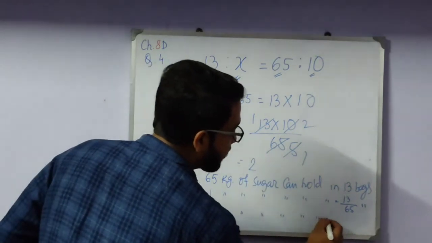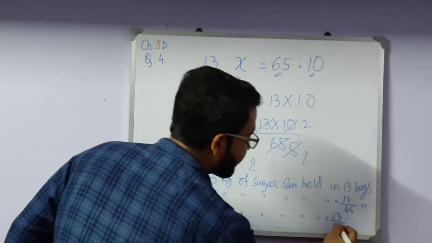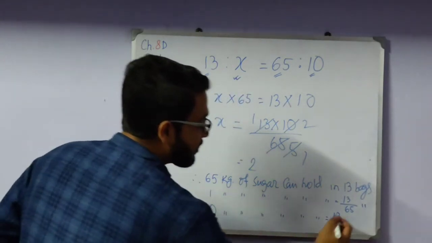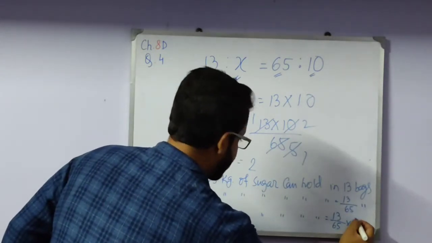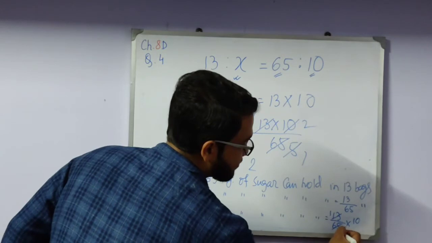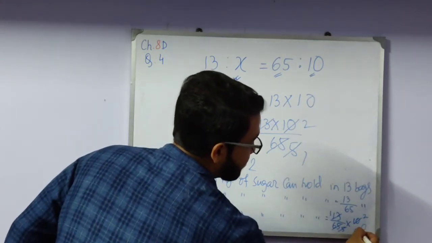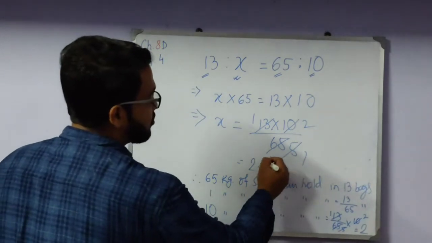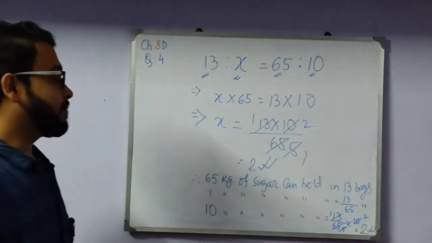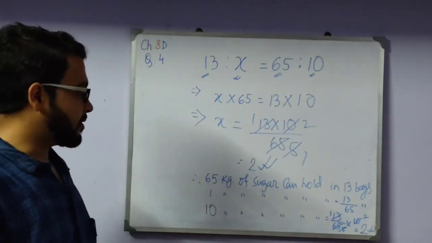So 10 kg of sugar can hold in 13 by 65. Now the value becomes greater than 1. That's why into 10. So 13 one times, 13 5 times, 5 one times, 5 2 times. So the answer is 2. Here is also 2. Here is also 2. Which method you enjoy well, you can do with this method.